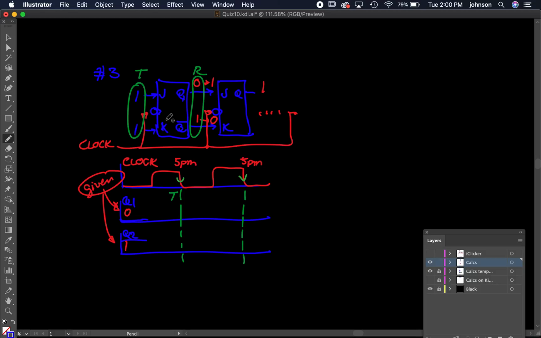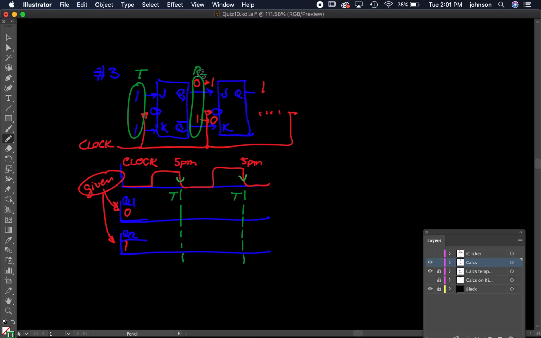I know from my JK flip-flop truth table that T stands for toggle. So let's go ahead and work this out for flip-flop number 1. Toggle means on the first falling edge of the clock. Notice I've got a green line here, green line here. So a toggle here is going to be the first time that we see it, but it continues to be a toggle. So I know that in the next clock pulse it will also be a toggle.